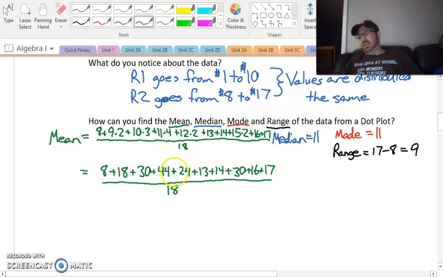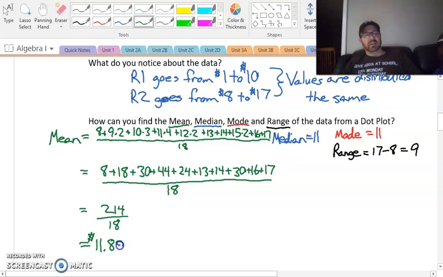So now you can add those up, and those add up to 214. So I have 214 divided by 18, and that comes out to 11.88888, and since we're dealing with money, I'll round that to 11.89, or $11.89 was the mean tip at that particular restaurant that night.